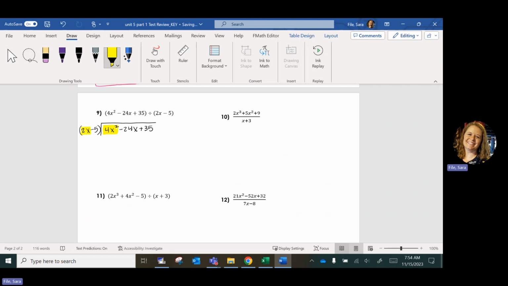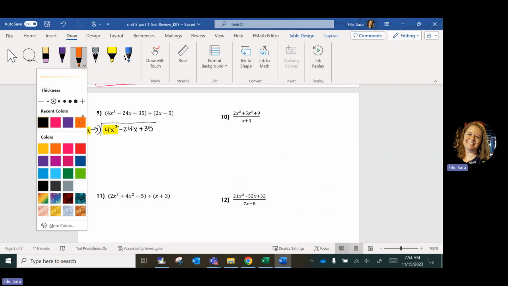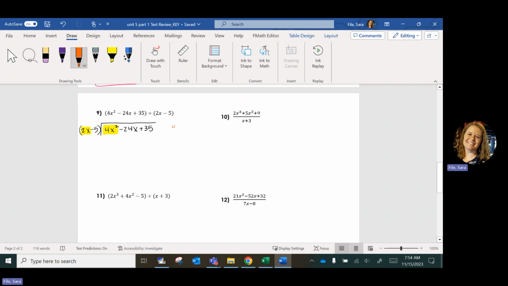That was already in standard form, no placeholders needed. I should have asked you that before I set it up to have you double check. You should always double check that, but I went ahead and wrote it because I realized that already. So off to the side, I'm going to ask myself, what is 4x squared divided by 2x? What does that give me?